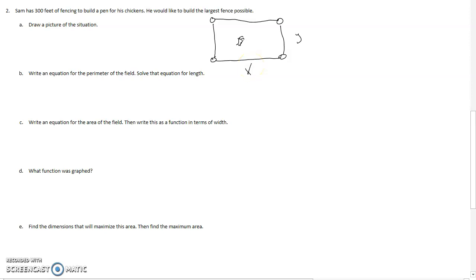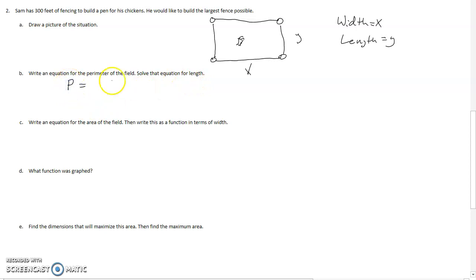So I'm going to put an X and a Y here. We're going to call the width the X value, and we'll call the length the Y value. It really doesn't matter which one you call the length or the width. These are interchangeable. It says now write an equation for the perimeter of the field. Solve the equation for the length.